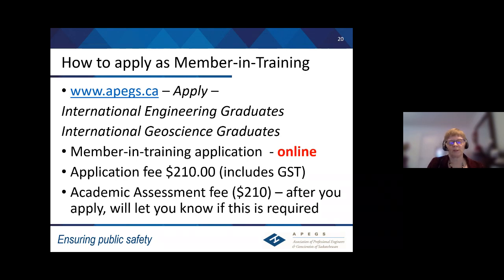In order to finalize the application, you'll have to pay the application fee, which is $210, including GST. After you've applied and provided your WES assessment, we will let you know whether you will also be required to pay the academic assessment fee, and you will also pay that through your online profile. Once you've submitted your application, you'll have an online account with APEGS, and a lot of the rest of your process will be tracked through that.